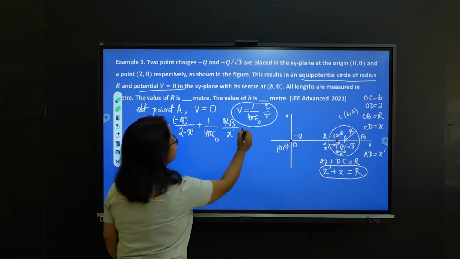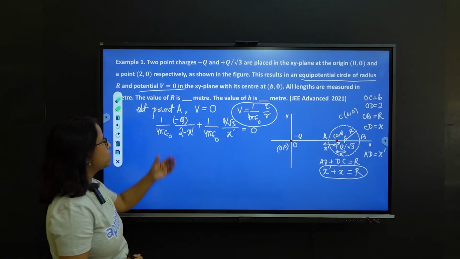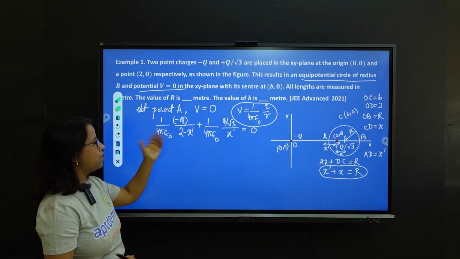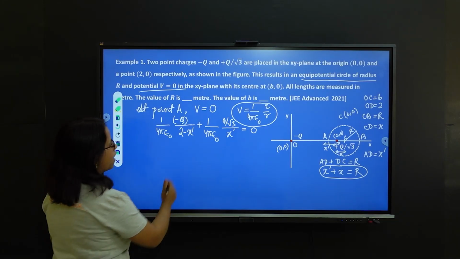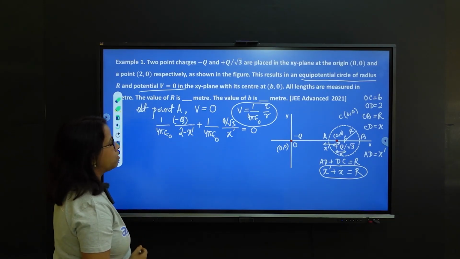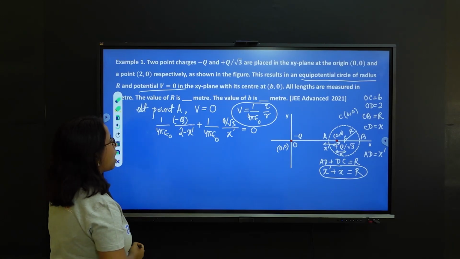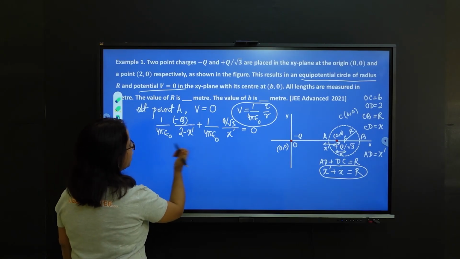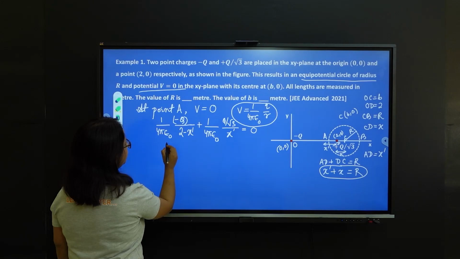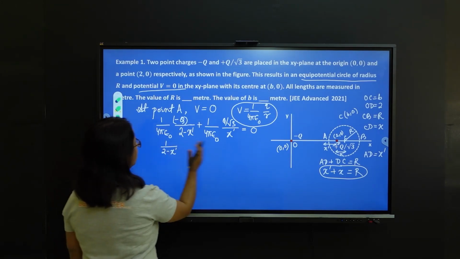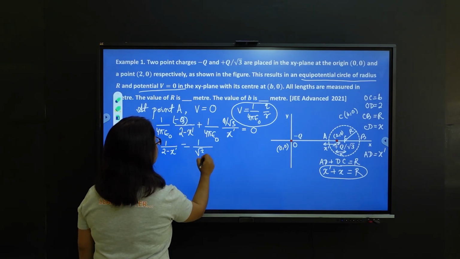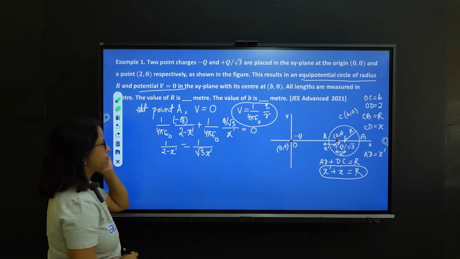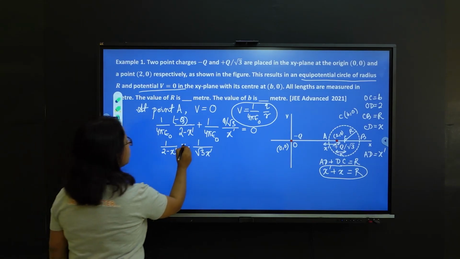Now the sum of these two potentials is equal to 0. As you can see, the first term is negative. When we take this term on the other side, the charge changes its sign, and accordingly we can cancel out the common terms. Q will also get cancelled out, and we are finally left with 1 by 2 minus x dash, which is equal to 1 by root 3 x dash. So this is what we have.